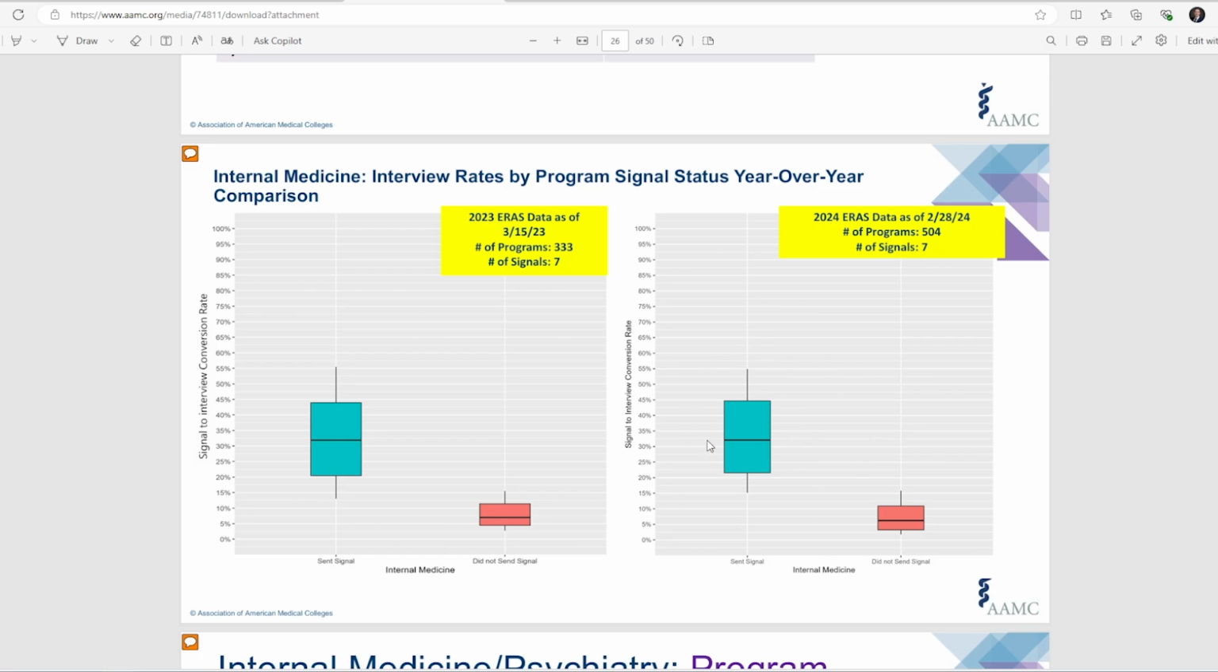It's a no brainer, and I said that in my ERAS application video. If you have the signals, definitely signal the programs. But signal programs that you have a realistic chance of matching at. Because if you're signaling programs that are very prestigious and your application is not that strong, you're losing that gold opportunity of getting an interview.